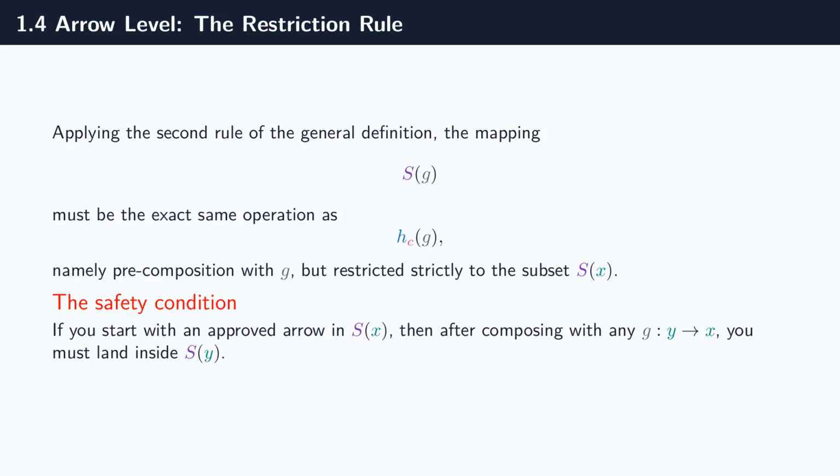At the arrow level, the mapping S of g must be the same as H sub C of g, but restricted to the selected subset. Since H sub C of g means precomposition by g, S of g also means precomposition by g. The safety condition says, if you start with an approved arrow in S of X, then after composing with any arrow g from Y to X, the result must land in S of Y.